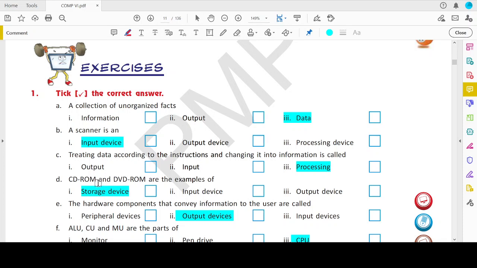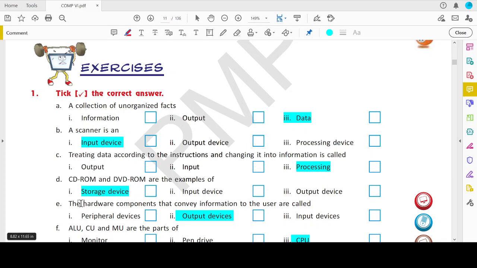If they had said CD-ROM drive and DVD-ROM drive, we could have said input device, like it is processing the input on the drive. But CD-ROM and DVD-ROM, they are the disk, they are carrying the data, so they are being used as a storage device. We are using CD-ROM and DVD-ROM as storage devices on our computer to store our data and to use it in the future or anytime we need it.